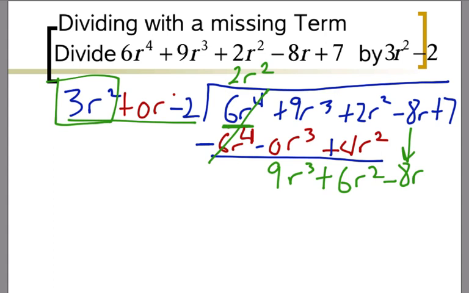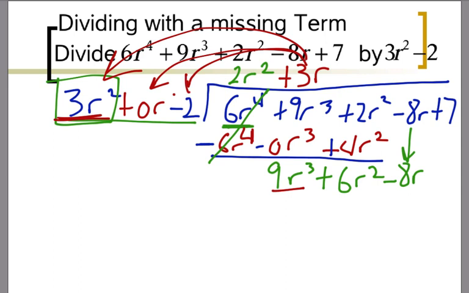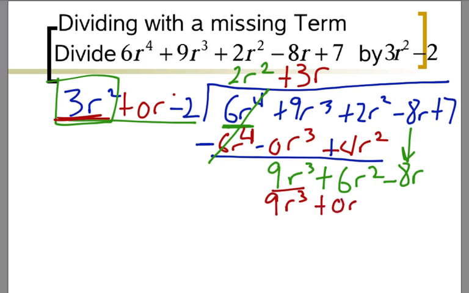Okay. So now I look at the 9r to the third and the 3r to the second, and I multiply the 3r to the second by a positive 3, and I need another r to make 9r to the third. So now I go ahead and distribute the 3r to the three numbers out in front, just like I was doing before, and that will give me 3r times 3r to the third, which should give me 9r to the third. And then 3r times the 0 should give me plus 0r to the second. And then 3r times the negative 2 should give me negative 6r.